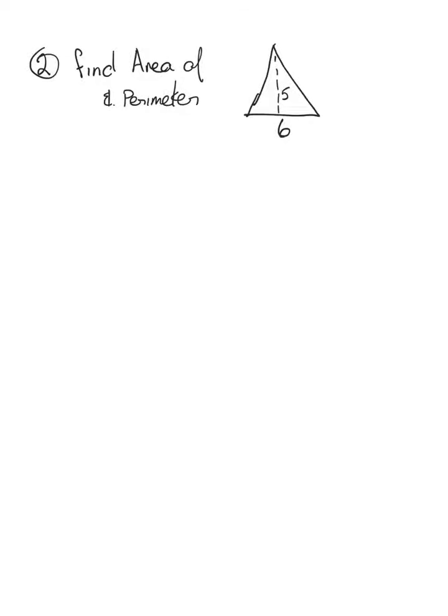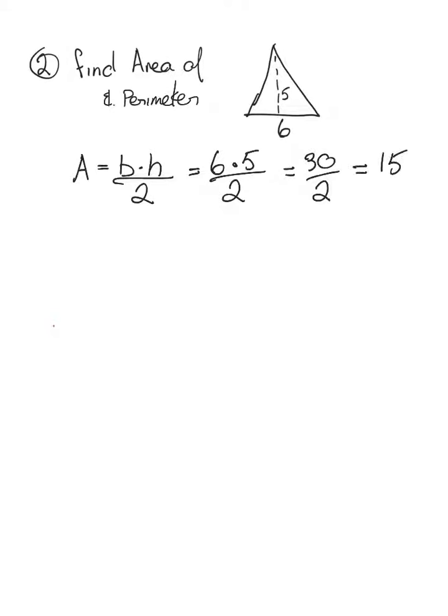So for this problem, we're going to look for the area and the perimeter of the triangle. We just learned in the previous example that area equals base times height over 2. And in this example, we are given the base and the height. So it equals 6 times 5 divided by 2, which equals 30 divided by 2, which equals 15.